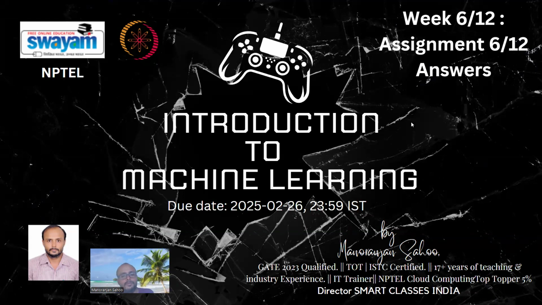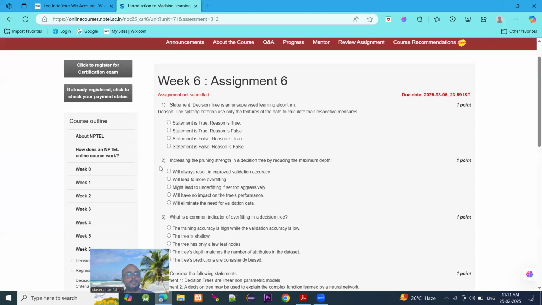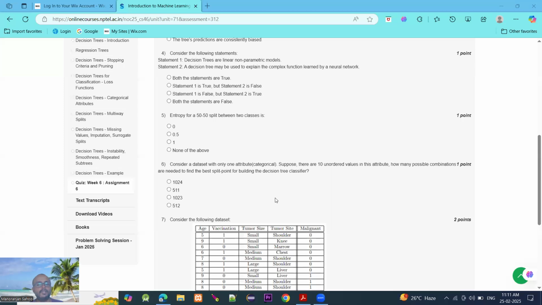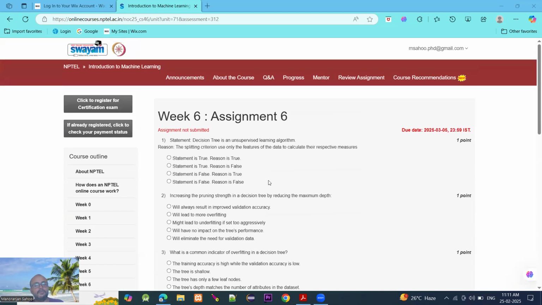Today I'm going to solve the Introduction to Machine Learning assignment 6, week 6 questions of NPTEL SWAYAM. So these are my credentials and now we're going to solve these questions. Let's start. You can see, guys, this is the question, and in assignment 6, week 6, Introduction to Machine Learning, you will find 8 questions, and we will try to attempt the 8 questions. Let's start the first question.